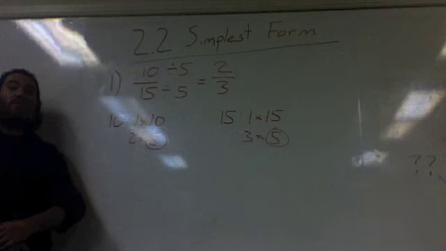10/15 in simplest form would give you 2/3. The greatest common factor was 5. We divided both the numerator and the denominator by 5 and got an answer of 2/3. Now let's try one more.